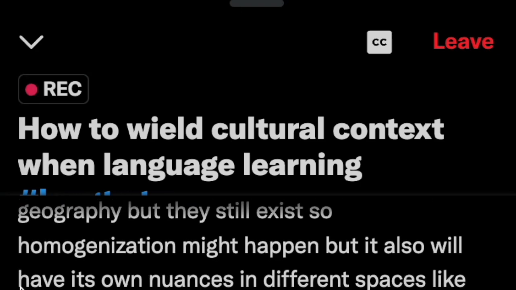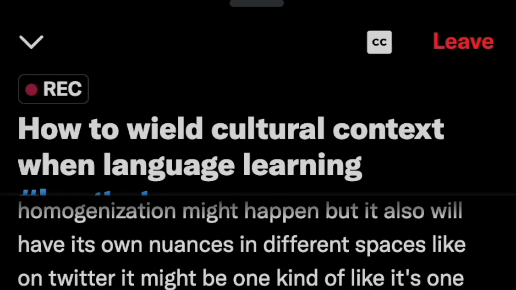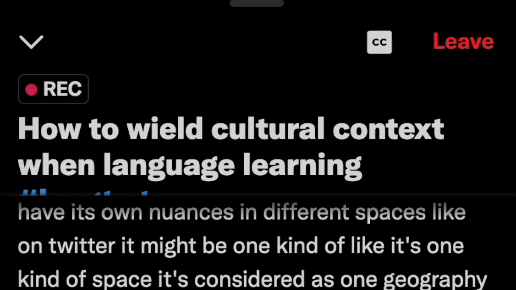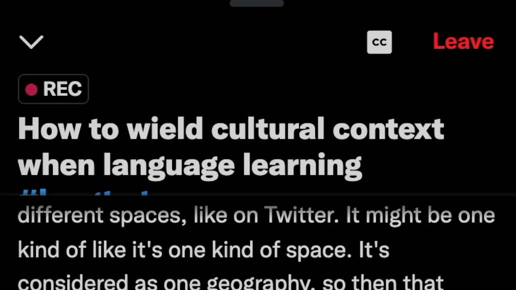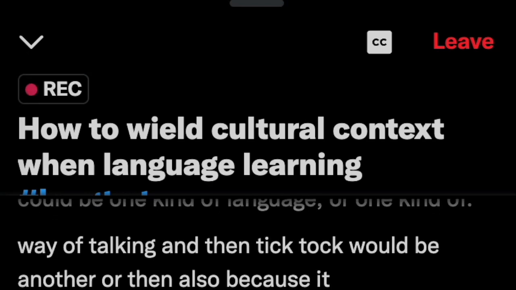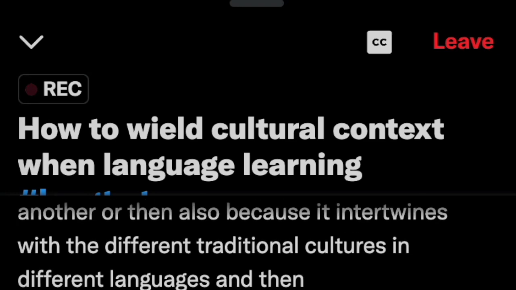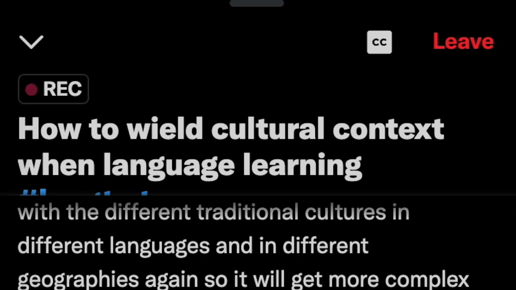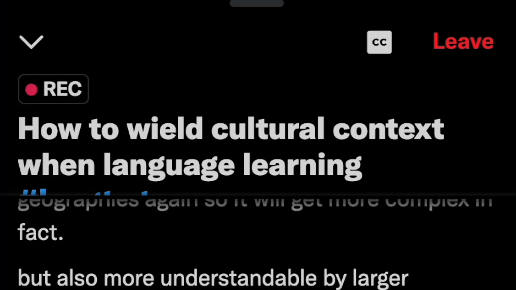Like on Twitter, it's one kind of space. Consider it as one geography. So that could be one kind of language or one way of talking, and then TikTok could be another. Or then also because it intertwines with different traditional cultures and different languages and then different geographies again. So it will get more complex, in fact, but also more understandable by a larger population.